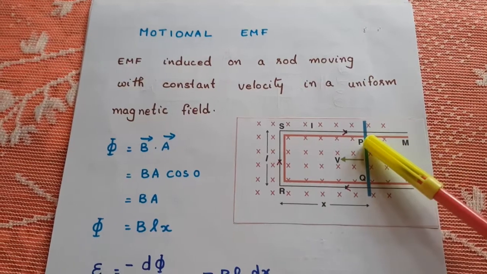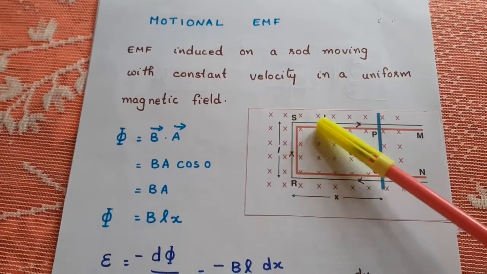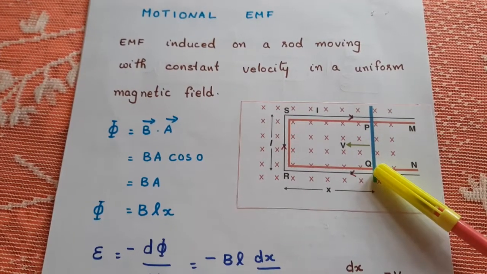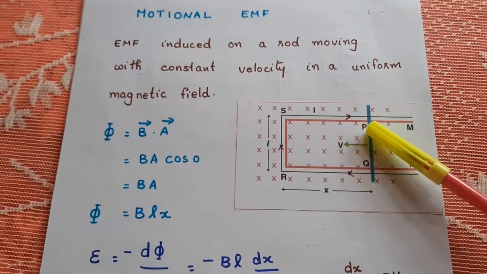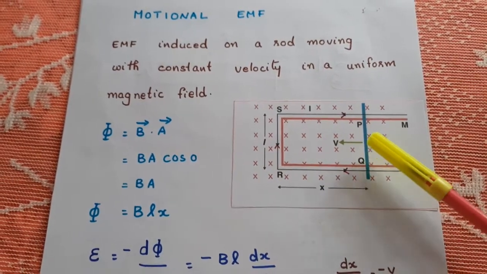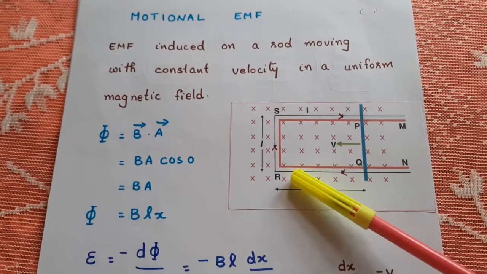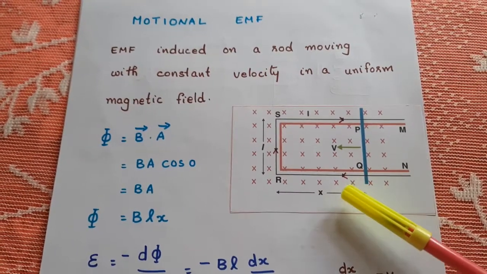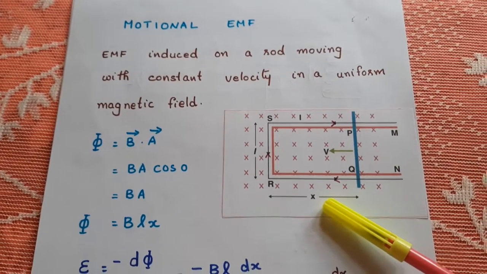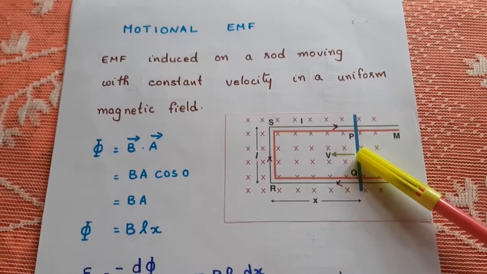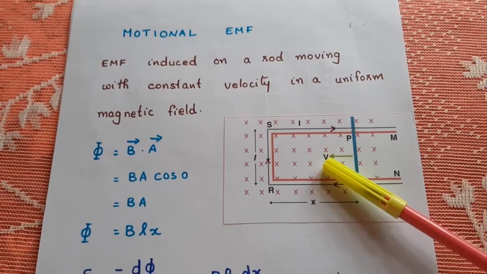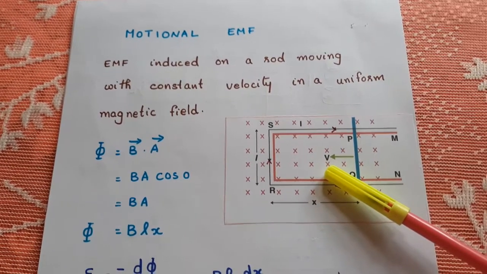Consider a rectangular coil PQRS. The side PQ is free to move. The length of the rod PQ is L. And as the rod moves, the breadth of the coil varies. The breadth of the coil is X. Let us consider the rod moving towards left with a constant velocity V.